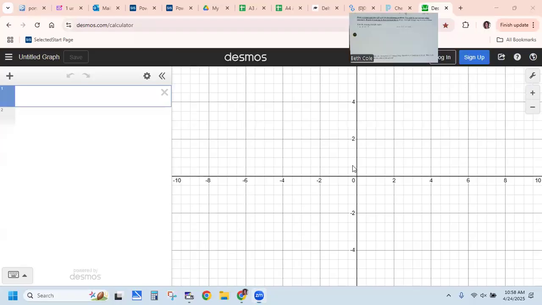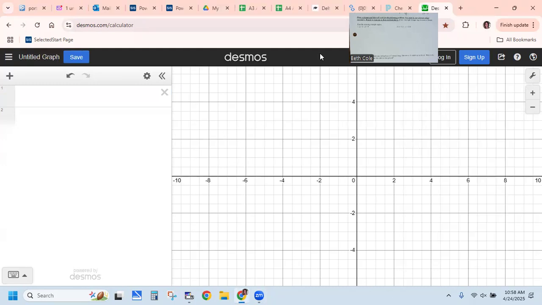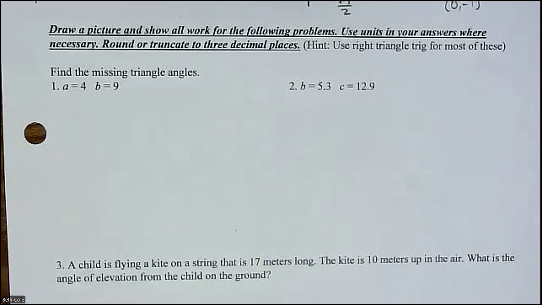You need to be in what mode for this? This is degrees, okay? So I'm going to hit this little wrench over here, look it, and I'm going to change this to degrees. If you don't change that, literally everything is going to be wrong, okay?